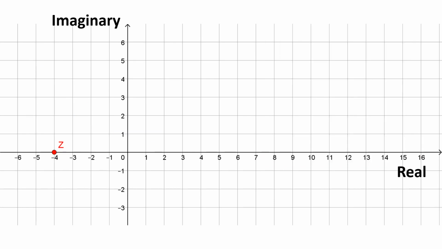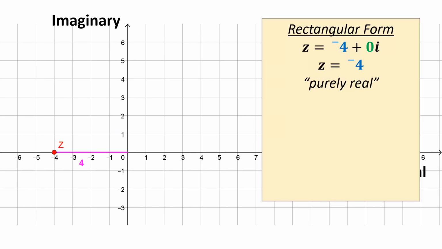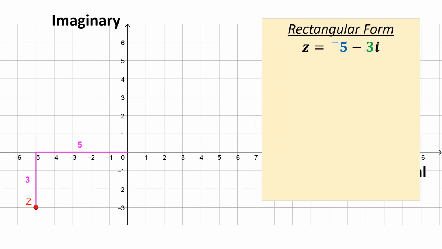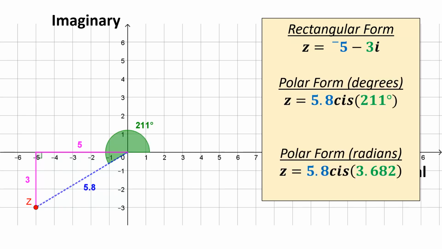When we have complex numbers on the real axis here, we just say it's purely real because z is equal to -4. And in polar form, we'd say 4 cis 180 degrees, or remember pi is equal to 180 in radians. If we move into this quadrant here, for rectangular, we'd say -5 real minus 3 imaginary, and we would then work out the modulus and the argument. It's probably easier when you're working out the argument to work out this angle of 31 degrees with your trigonometry and then add it on to the 180 to make 211 degrees.